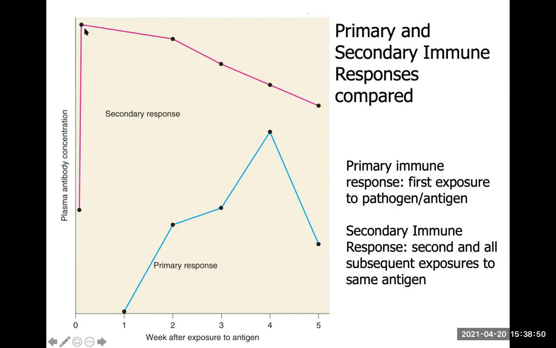So this is why secondary response with those memory B cells is so cool and so effective. This is why vaccines are so powerful, because you don't have to wait for the primary response to happen from having an infection. The vaccine is giving you your primary response. And that way, if you ever come in contact with that pathogen in real life, you immediately have this secondary response and you're protected.